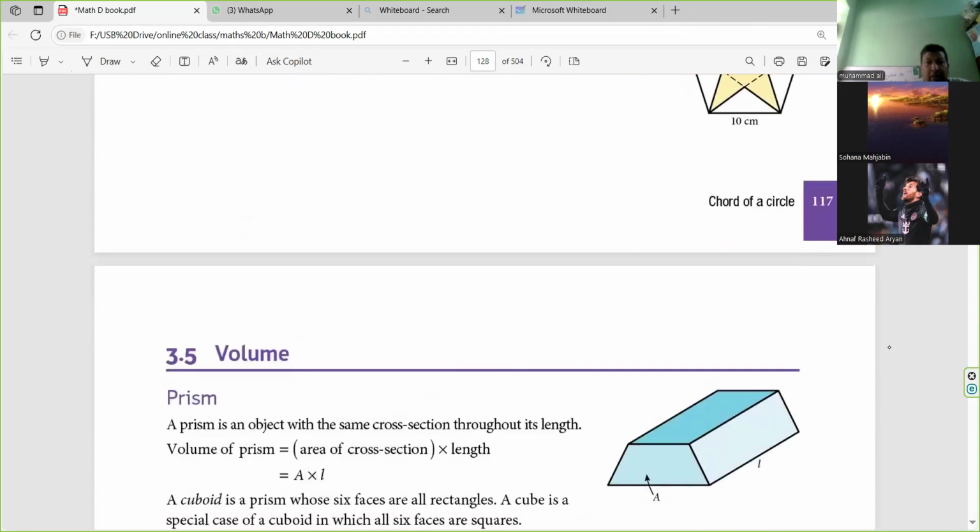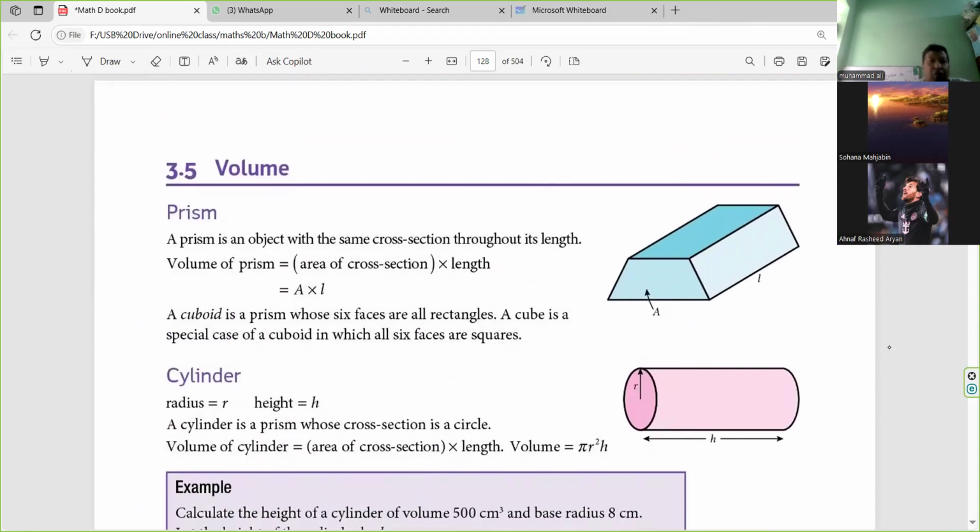Okay. So volume, this topic is also very important. Prism means what? Any object, if we slice it throughout its length and we get the same shape, is said to be a prism. Like this is a birthday cake. If we slice it, we'll get a cake slice, meaning a trapezium shape. Throughout its length, if we get the trapezium shape, this is a prism.